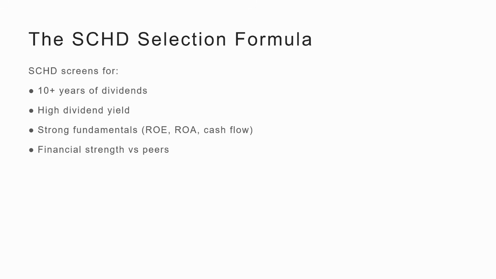So what is SCHD's selection formula? Well, this is the heart of SCHD, and the part that investors never look at. SCHD doesn't just pick high yield stocks or good dividend stocks. They pick high quality dividend payers using a multi-step screening process. So each stock must have 10 plus years of dividend payments, which filters out unstable companies, new dividends, or firms with inconsistent payout histories. Strong cash flow, so dividends come from cash. SCHD wants companies that generate real, repeatable cash, not accounting tricks.